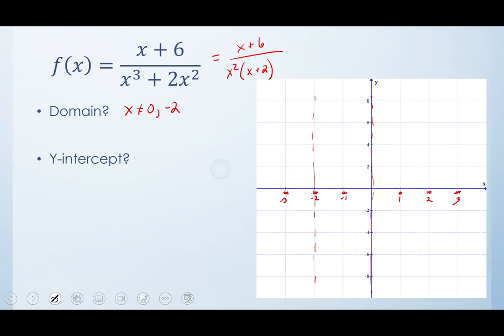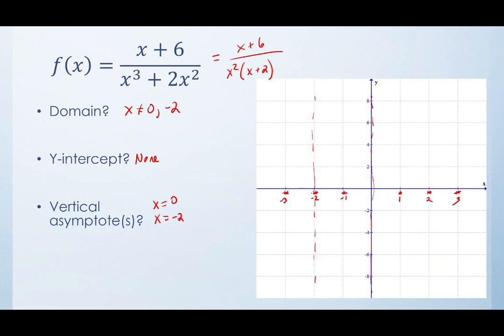Y-intercept, there's not one because x equals 0 is not in the domain. Vertical asymptotes, we already said x equals 0 and x equals -2. And then what's our x-intercept? Where is the numerator, x plus 6, equal to 0? That's going to happen when x is -6. That's off screen on this one, but we do know that it's there. So -3, -4, -5, -6. So there, it's no longer off screen.